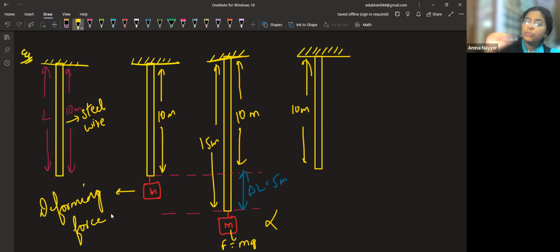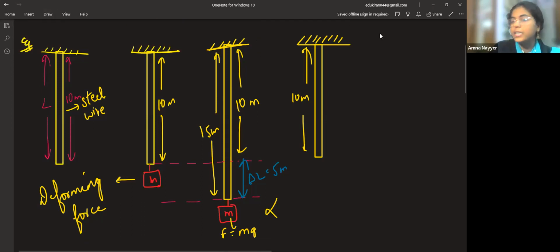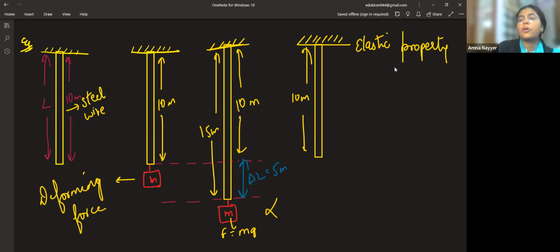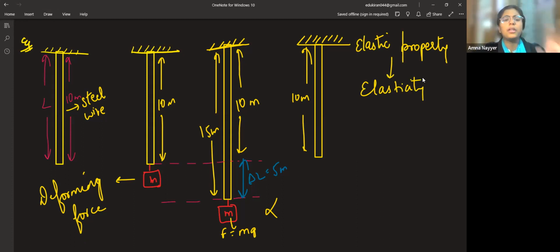But if I am removing this deforming force, the wire which was expanding, now this is back to the original small size. So is it valid? Is this property which is occurring valid for every object? No. This property which I am discussing is called as elastic property. And this tendency, you can say elastic property, or you can even use the term elasticity.